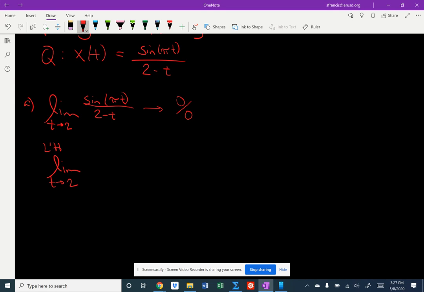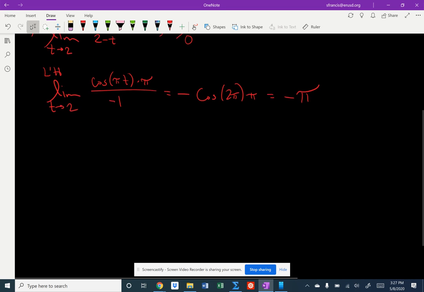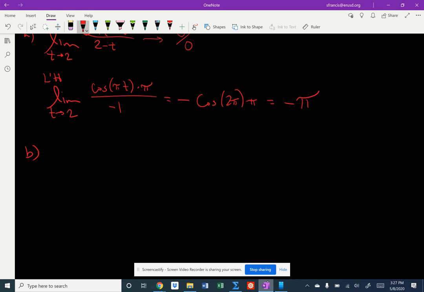And they want to make sure that you use the chain rule here. That's one of the things that they're looking for. Derivative of sine is cosine, so we get cosine pi t times the derivative of pi t, which is just pi, and then in the denominator, we take the derivative of 2 minus t, and we get a negative 1. And we do direct substitution here. We're going to get negative cosine of 2 pi times pi, and you may remember cosine of 2 pi is just 1, so this works out to be just negative pi.